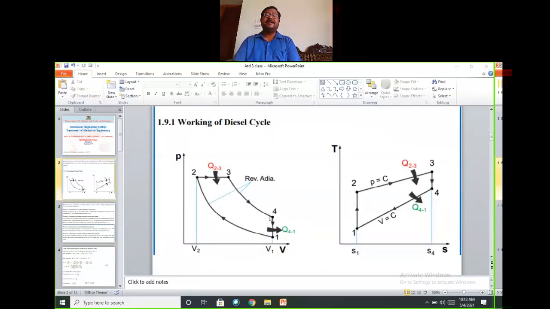Here, T4 minus T1. It is Cv because it is the constant volume process, as it is vertical in the diagram. Okay.